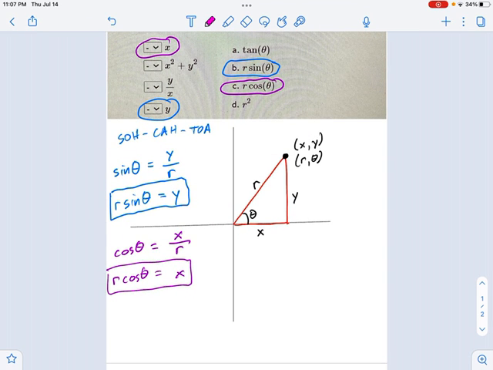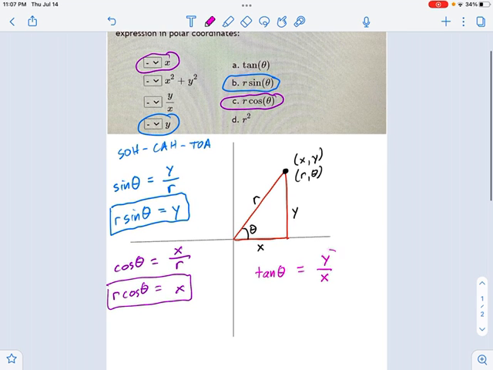And that is tangent of theta. There's the TOA part. Opposite, that's y, over adjacent, that's x. Rearrange, we don't even need to rearrange that. There it is, we're done. Tangent of theta equals y over x. So that's this guy right here.